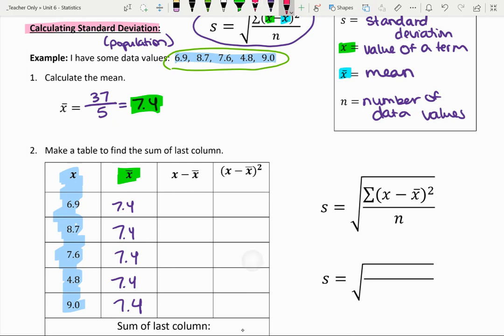And then the third column, X minus X bar, so that's saying just take these values and subtract 7.4 from our values. So 6.9 minus 7.4, 8.7 minus 7.4, 7.6 minus 7.4. And you will get some negative values as you do this. So 8.7 minus 7.4, that's 1.3. And then 7.6 minus 7.4, that's 0.2. And then we have negative 2.6. And 9 minus 7.4, oops, is 1.6.